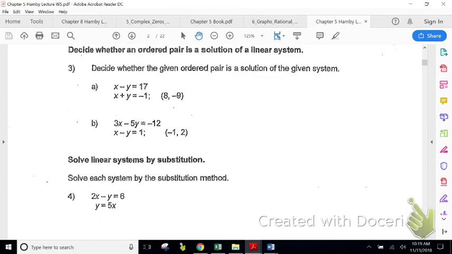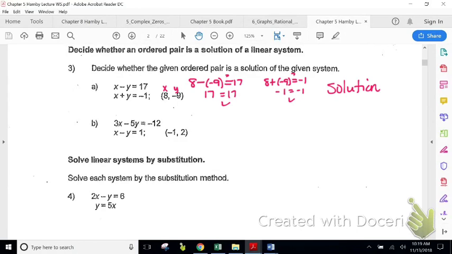So if you look at A, there's my x and my y, so I'm going to plug it in. So 8 minus a negative 9, is that equal to 17? Yeah, so 17 equals 17. So it's on the first line basically, but is it on the second line? Yep. So we have x plus y, and is it equal to negative 1? And it is. So since it's true on both of them, then it is a solution.